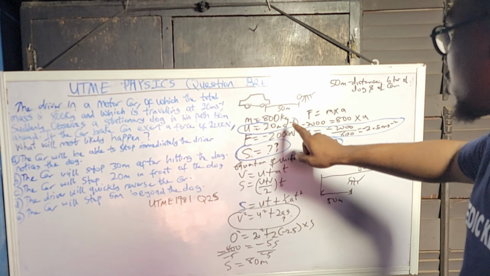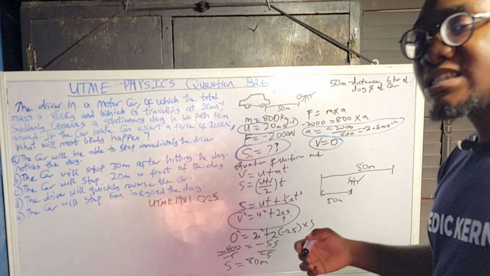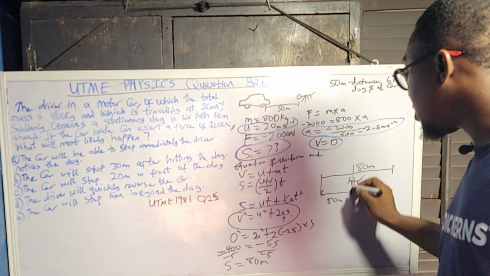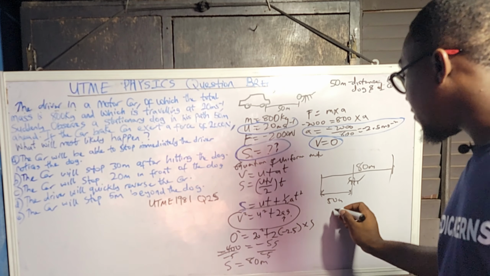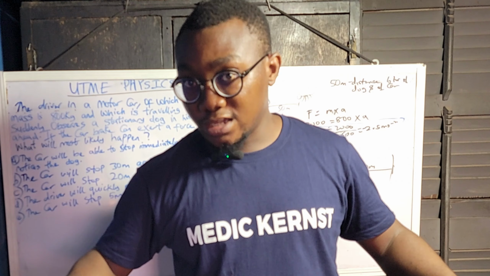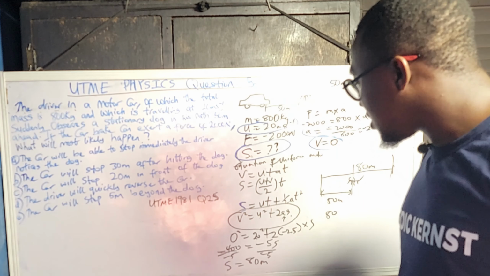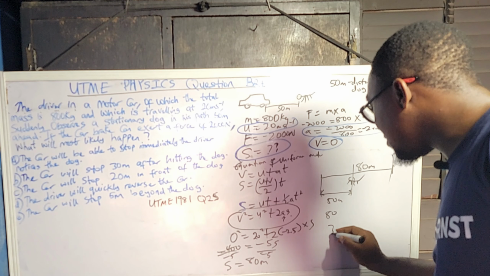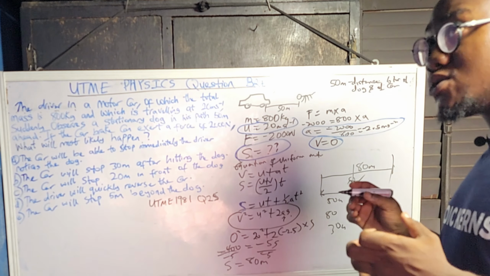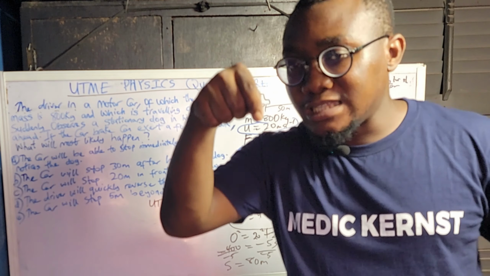Now that's where this 50 meters that we were given will come in. So after hitting the dog, it's going to still cover what? Between here and here. So you are going to subtract 50 from 80. Before the car stops, it covers a distance of 80 meters, whereas the dog was at the 50 meter mark. So that means the car will stop 30 meters after. 80 minus 50 is what? 80 minus 50 is 30. So it covers 30 meters after hitting the dog.